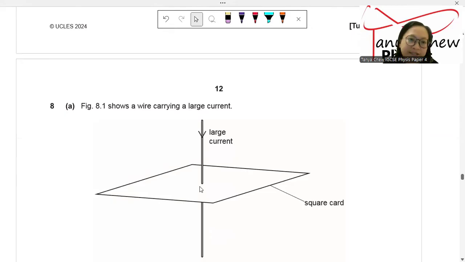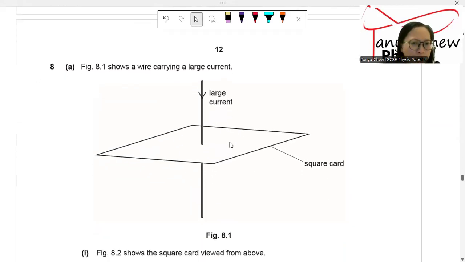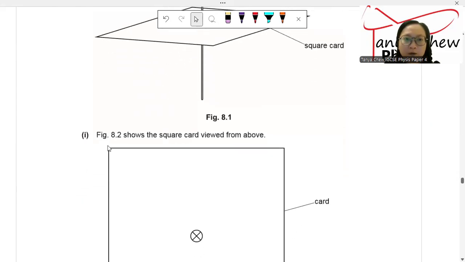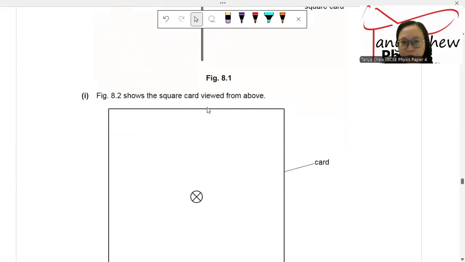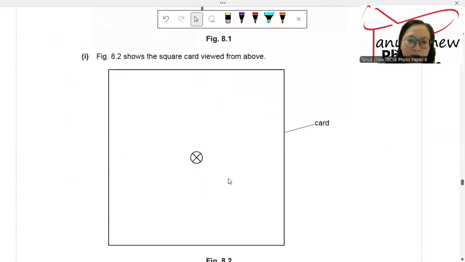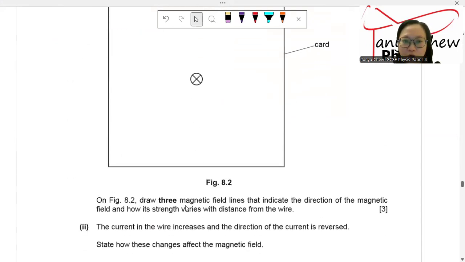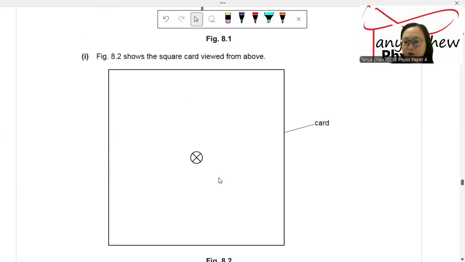Now, question number 8a, fig 8.1 shows a wire carrying a large current. First part, fig 8.2 shows the square card viewed from above. On fig 8.2, draw 3 magnetic field lines that indicate the direction of the magnetic field and how its strength varies with distance from the wire. They give you 3 marks. That's a lot. So you could see that this is like current.